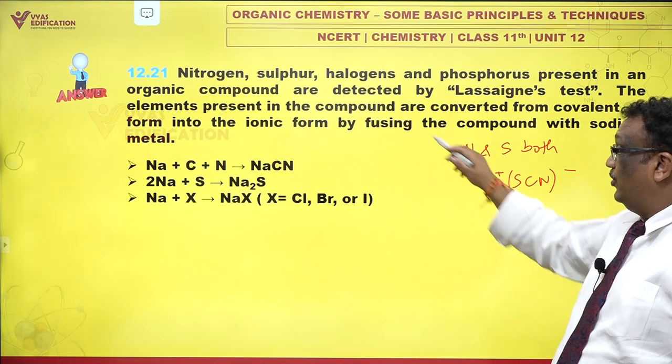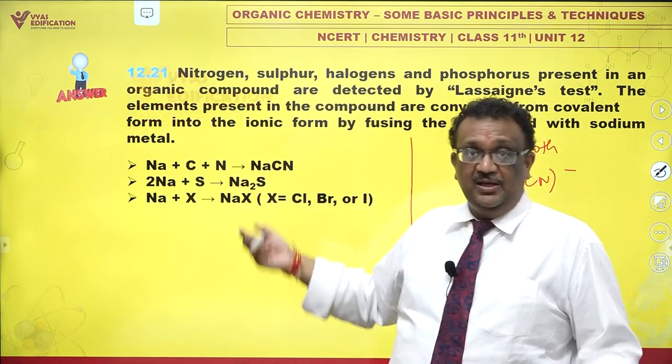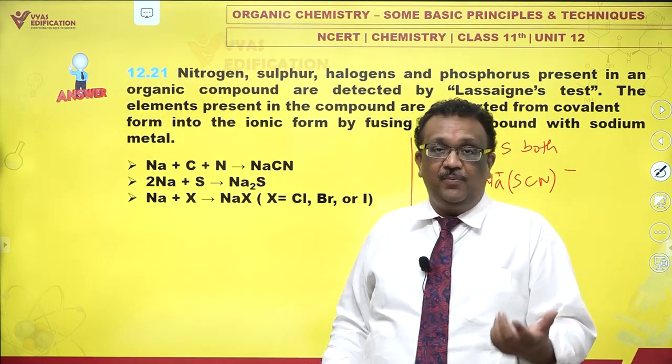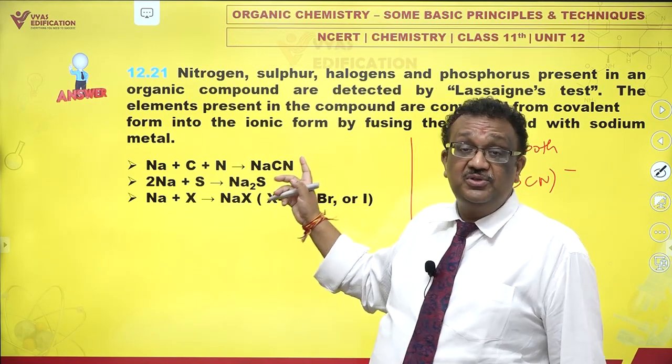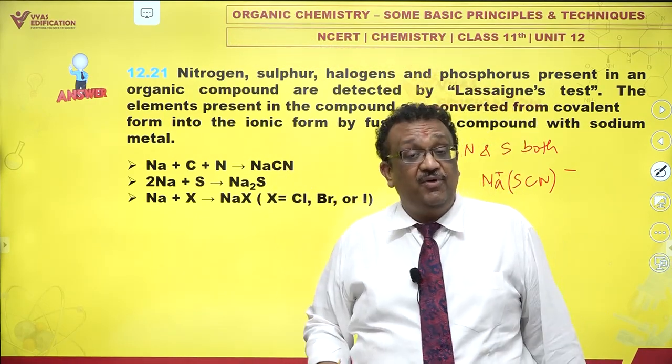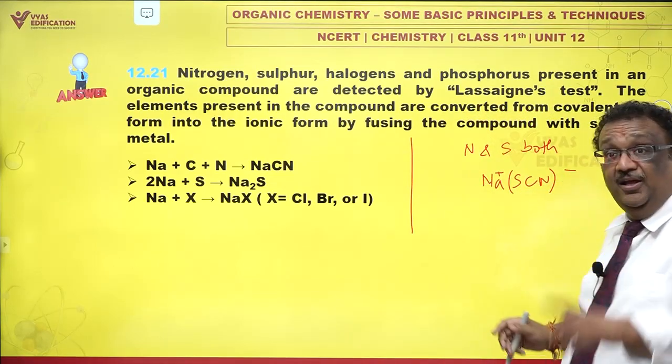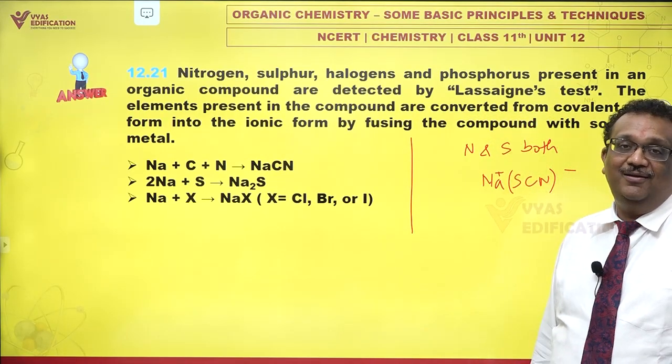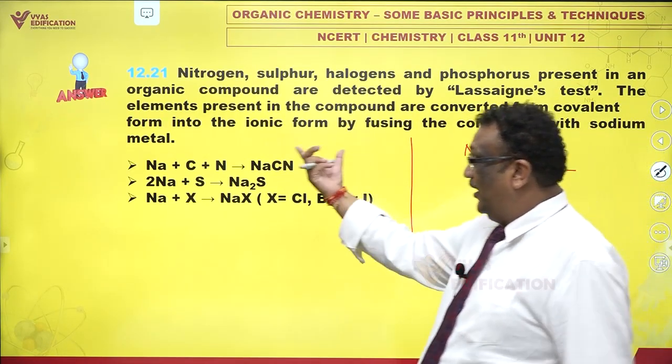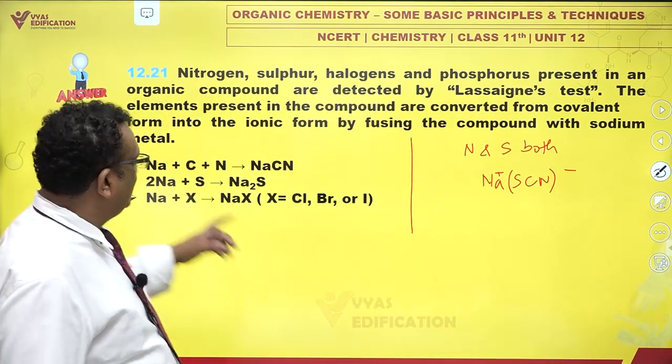An organic compound will always have hydrogen and carbon. But if you have only nitrogen, you get sodium cyanide. If you have only sulfur, you get sodium sulfide. If you have both nitrogen and sulfur, then you get sodium thiocyanate. And how are these species tested? This is the real fun part.